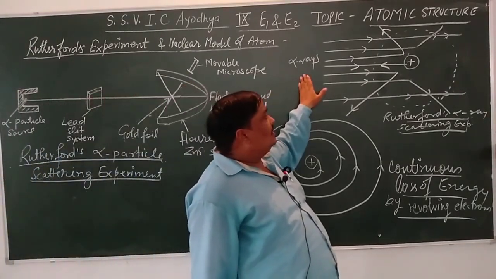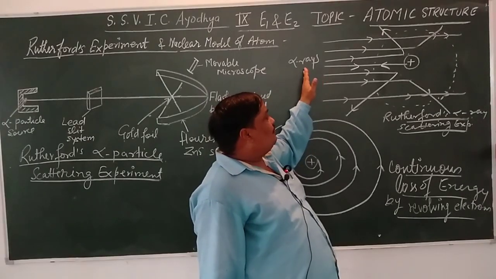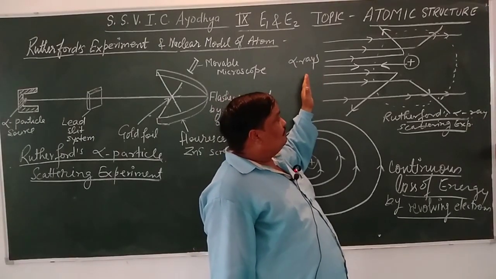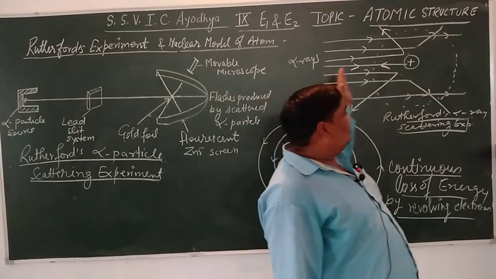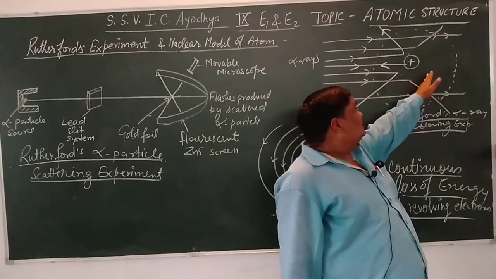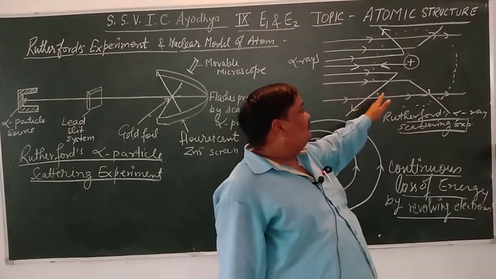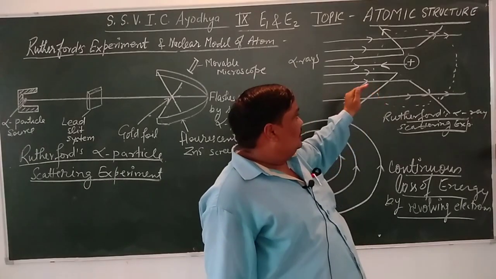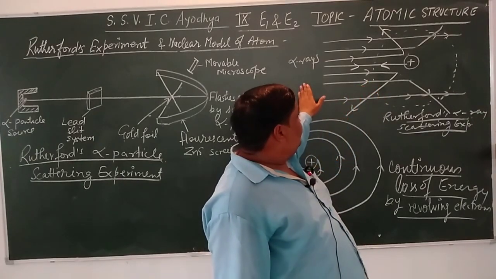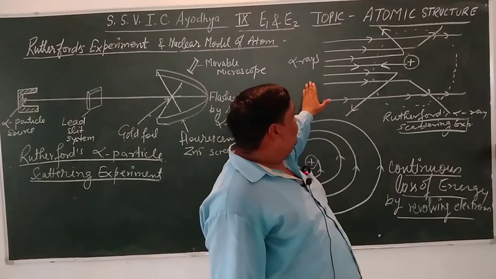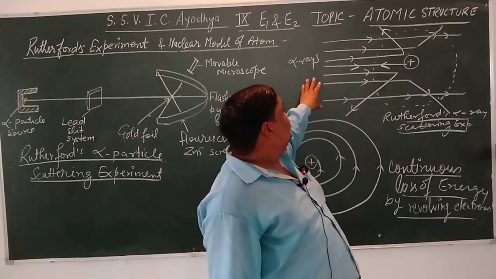He found that most of the alpha particles move without deviating, without deflecting from their path, which denotes that most of the space in the atom is empty, so no deflection occurs.